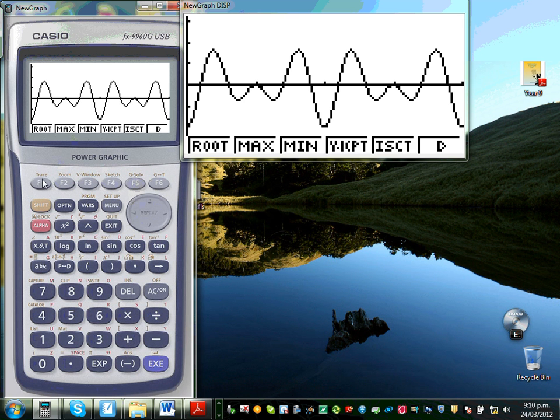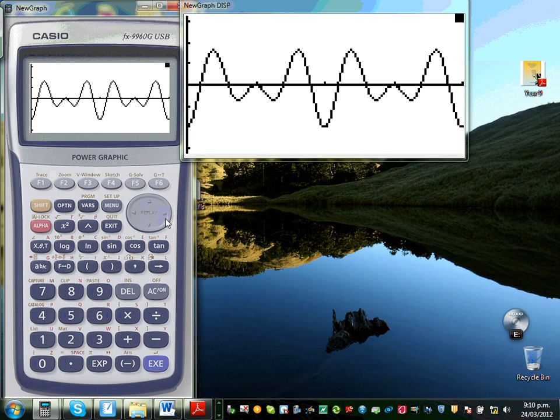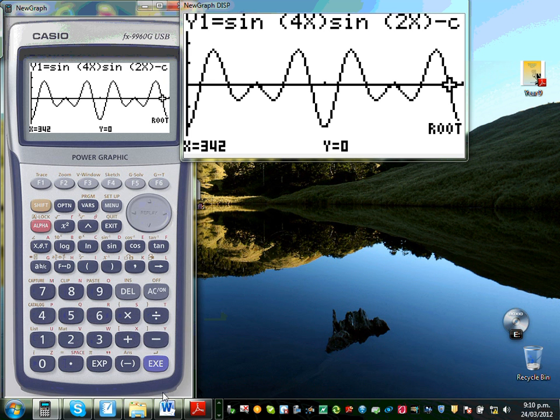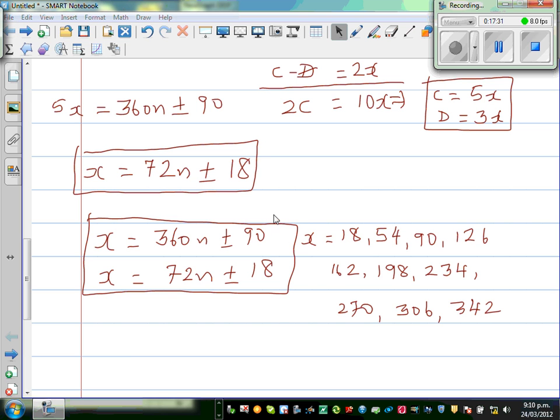And you go gsolve and root. Your first is 18. The next is 54, 90, 126, 162, 198, 234, 270, 306, and 342. So these are the ten solutions that I wrote here, from 18 to 342. So we have checked that all the answers are right.